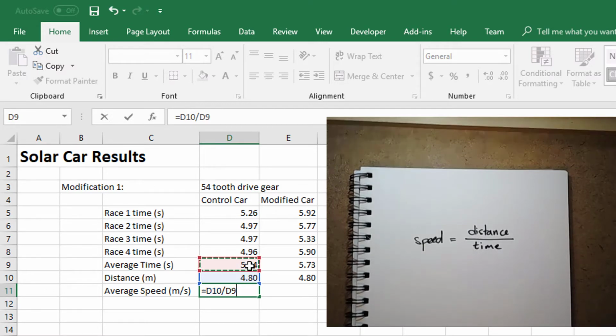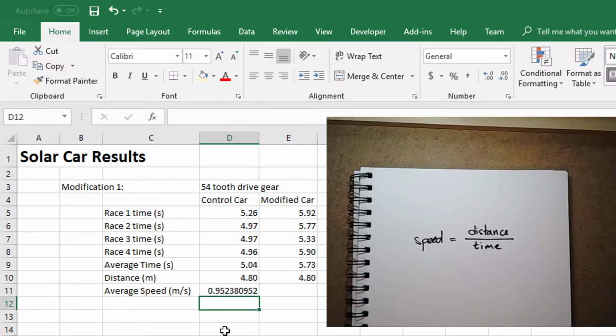Now if I press enter, there we go, it's calculated my average speed. My average speed is 0.952380952 meters per second. That's a bit silly. We haven't got that much accuracy. What I'd like to do is round that to 2 decimal places. That would be more sensible, wouldn't it? So let me do that. I'm going to come up to here again and use my decrease decimal places, and I'm going to keep clicking that until it comes down to 2 decimal places.